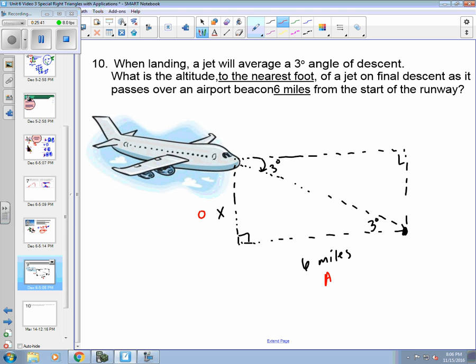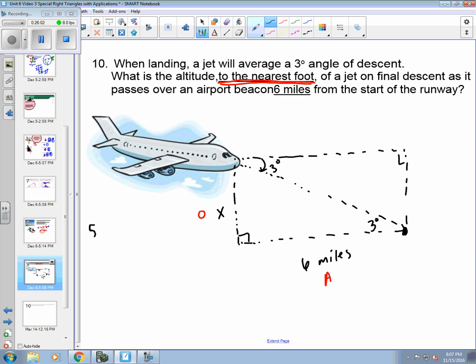Now, the other thing you got to notice in this one, which is kind of tricky, they could throw something like this at you on the ACT. They want the answer to the nearest foot. Right now, our length is in miles. We need to do a conversion here. Okay, we talked about conversions earlier in the year.